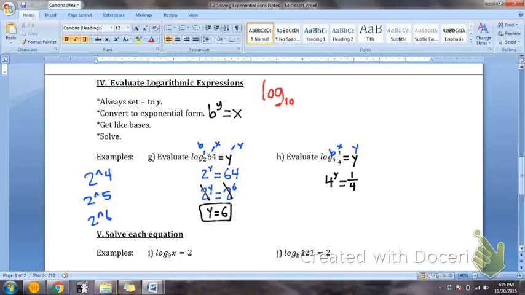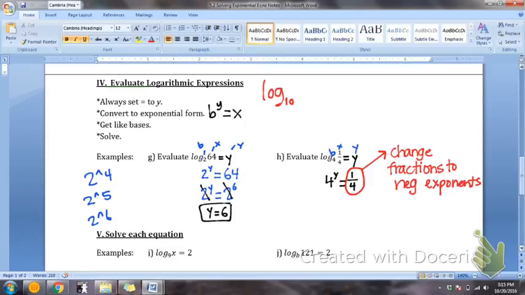Okay, now I cannot make 1/4 become an exponent with 4. So here's the hint. Everyone needs to make this announcement on their paper. Change fractions to negative exponents. Change fractions to negative exponents. So what that means is I'm going to change this to be 4 to the negative 1.